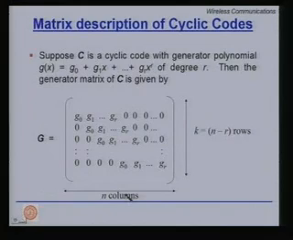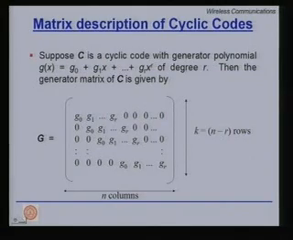So, it is also possible to have a matrix description of cyclic codes, simply because it is a subclass of linear block codes and must have a generator matrix. But the generator matrix is very easy to represent once you have the generator polynomial, and the generator polynomial is very easy to get once you can factorize x raised to the power n minus 1.